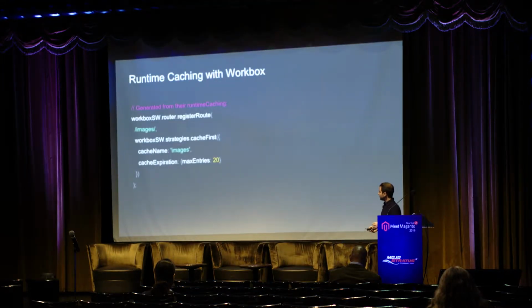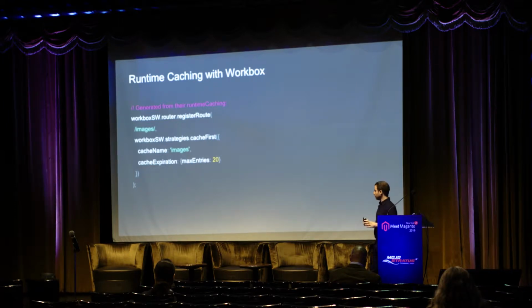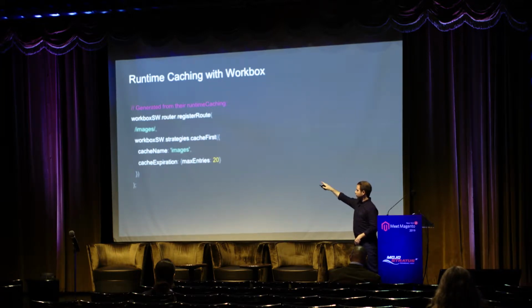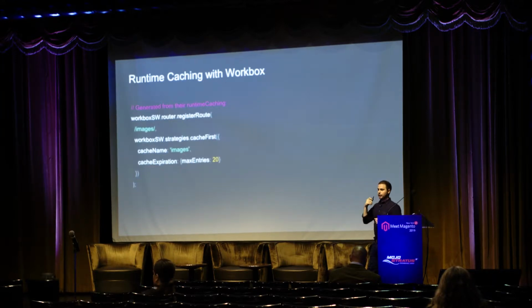This is how a typical runtime caching strategy looks with Workbox. It's very simple to do. So what you are going to have first is you are going to register a route. What you are saying there is any URL that comes with the images subpath, I'm going to apply this caching strategy. And in this case, the strategy is called cache first.